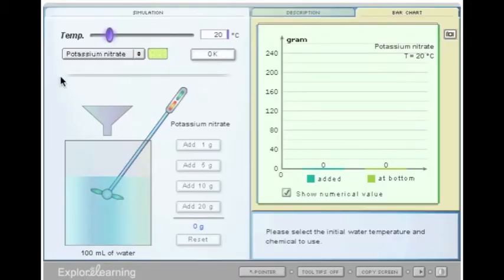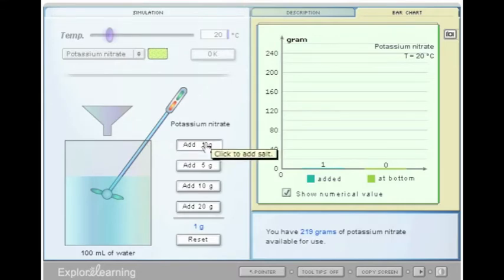This Gizmo simulation will help us explore concentration. We can set potassium nitrate at 20 degrees Celsius. Every time I add a gram of potassium nitrate, it dissolves. There's now 3 grams added and none at the bottom. It's all dissolving. Now I've put in 10 grams. We can figure out the concentration of this solution.